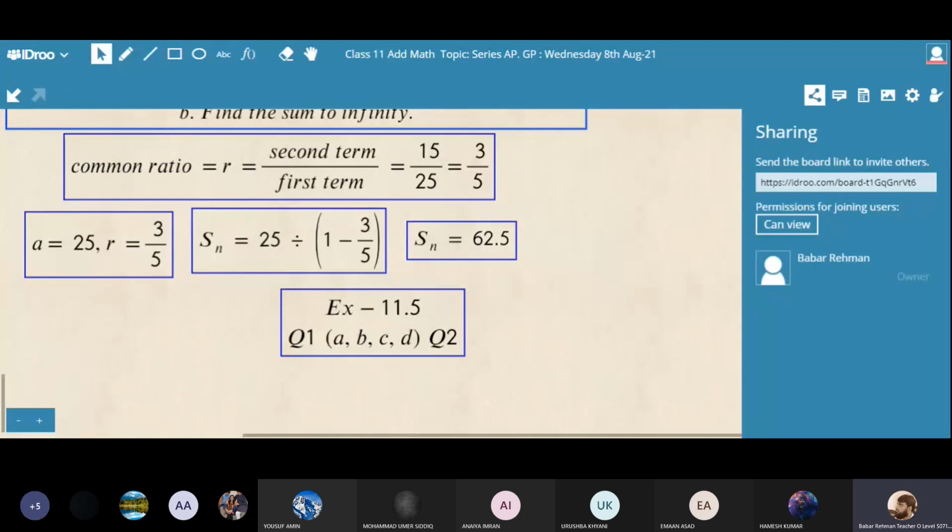So I hope you understand all these concepts of sum to infinity. We will proceed with this concept in our next class also, so kindly join the class on time so that you can understand more content of the topic. So I hope all of you have understood. Yes, sir. Yes, sir.